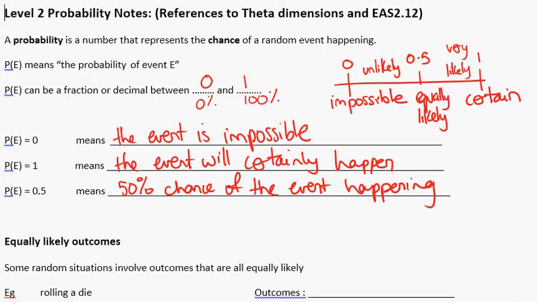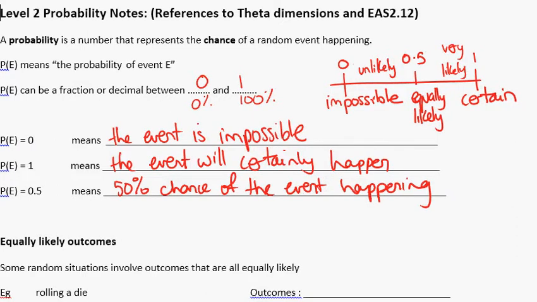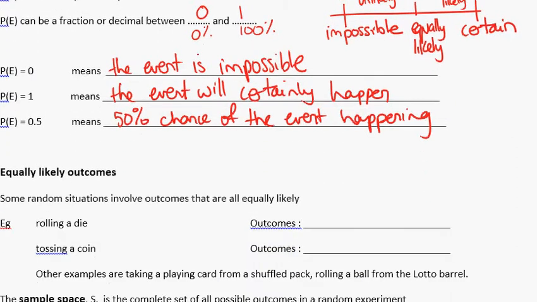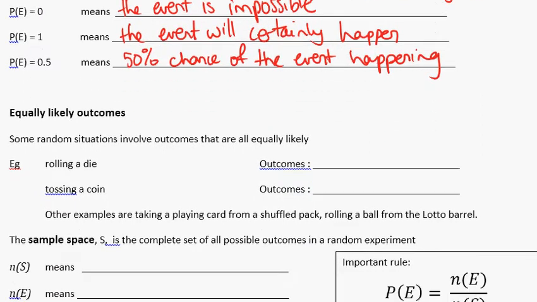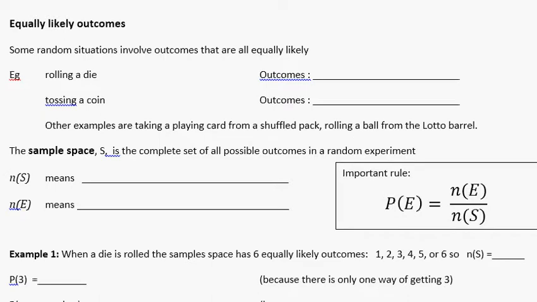Right, so let's look at this word equally likely. We've sort of already discussed it. Some random situations involve outcomes that are all equally likely. For example, rolling a dice, the possible outcomes you could throw a 1, a 2, a 3, 4, a 5 or a 6. All of those outcomes are equally likely to happen, as long as the dice is fair. There are 6 possible outcomes.